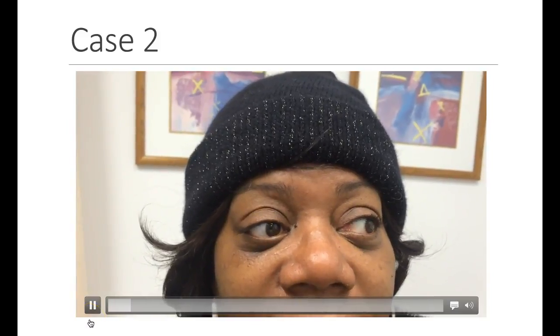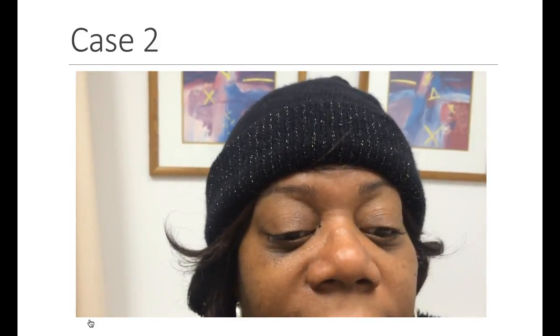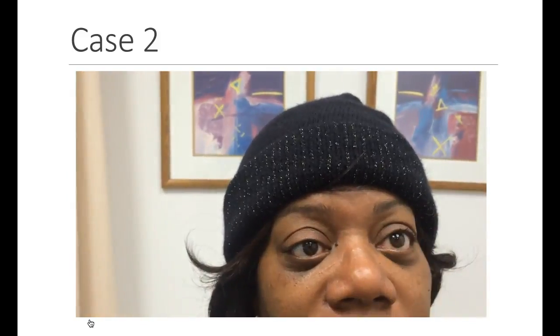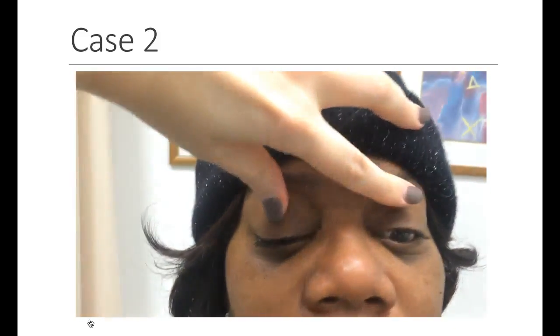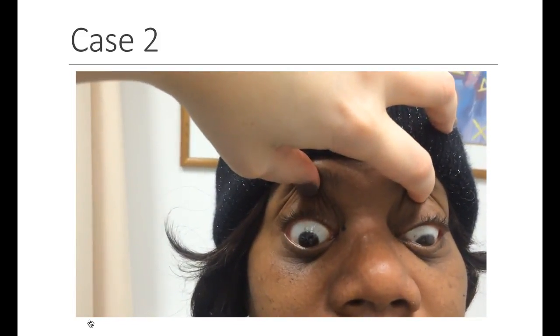Here is our second case. This patient, looking straight ahead, has a little bit of ptosis on the right. There's some limited adduction when looking to the left, some limited elevation, but abduction is completely full in the right eye. When the eyelids are opened, there is a limitation of depression as well. On pupil examination, there is anisocoria with the right pupil larger than the left and minimal reaction.